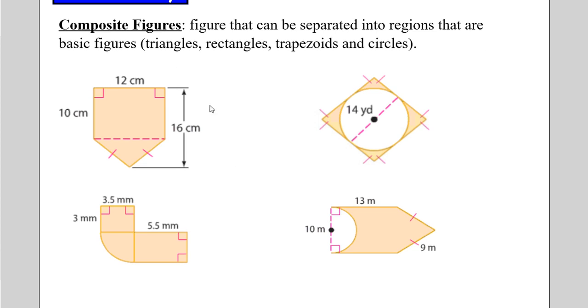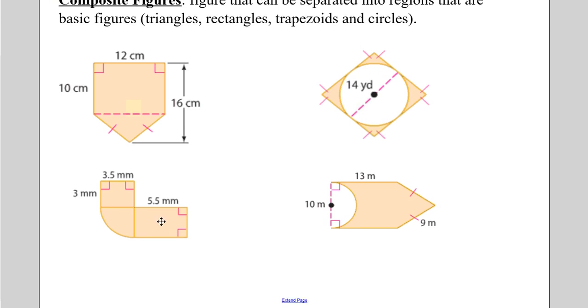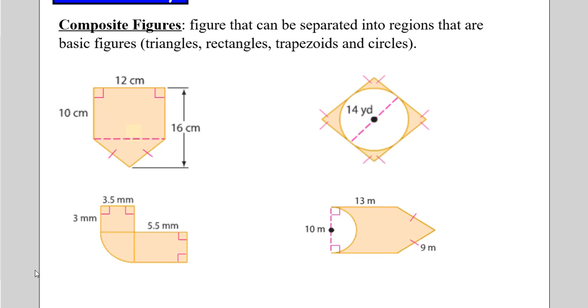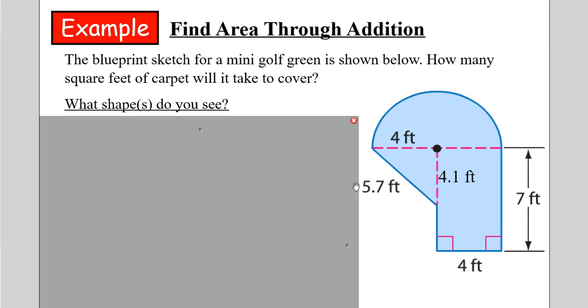So this shape right here, obviously, you would find the rectangle and add on the triangle. This one you'd find the kite and subtract out the circle. This you'd find the 2 rectangles and add on 1/4 of a circle. This one you'd find probably the rectangle, subtract out half the circle, and then add on the triangle. So that's what we mean by composite figures.